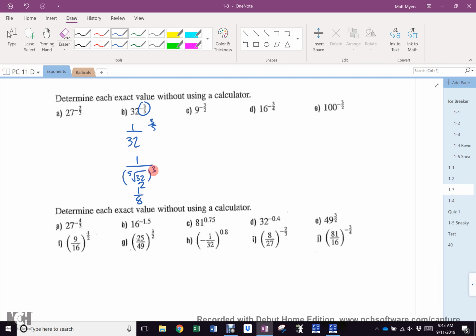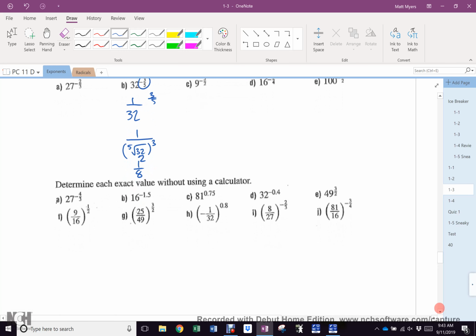And then the next one is just the same. It's just a mix of the previous two. Crazy stuff's going on, right? Let's actually do h, because it's got a decimal there that's kind of weird, right?